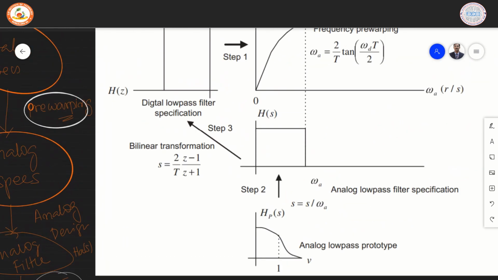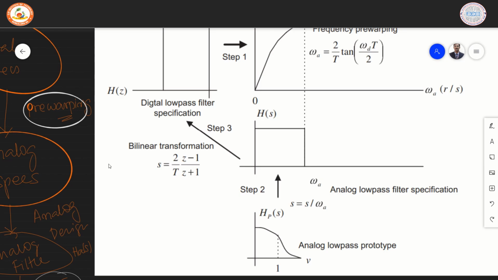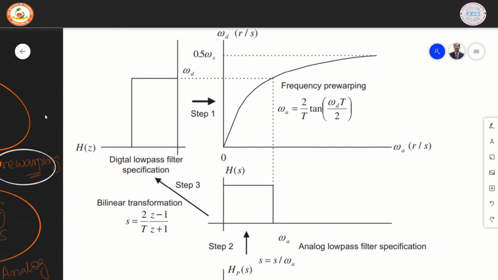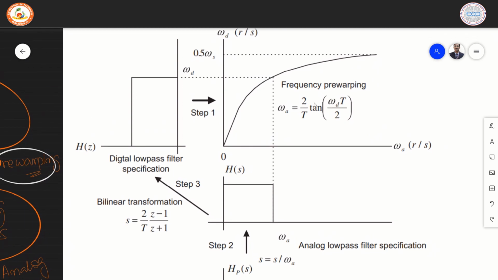The same concepts are illustrated here in the diagram. The steps are as follows. To avoid the frequency warping, in step 1, we collect the digital specifications and transform them to analog specifications. We perform a step called frequency pre-warping. To avoid the nonlinearity, we pre-warp the frequency, and then we perform the steps so that the problem of the nonlinearity is solved.